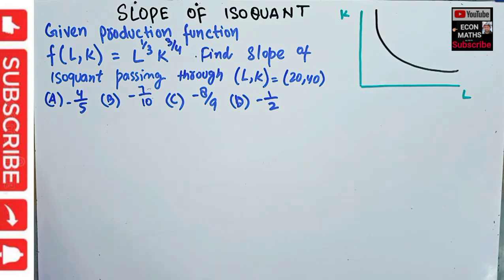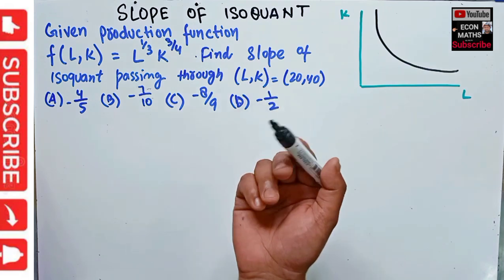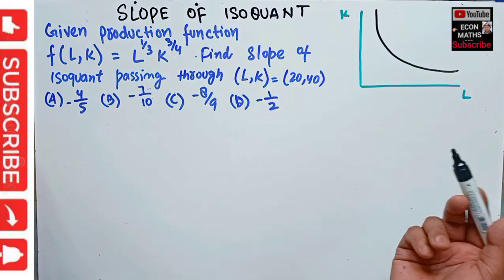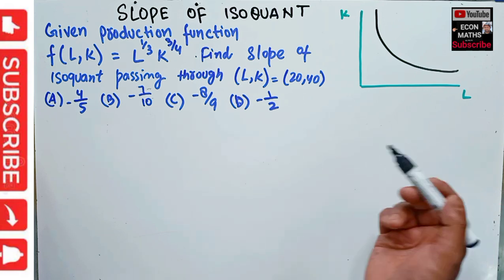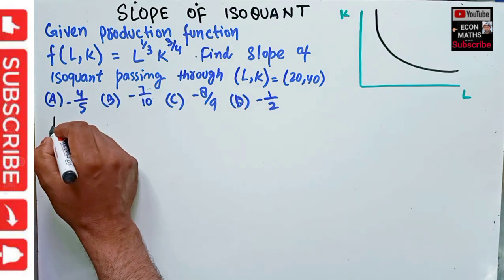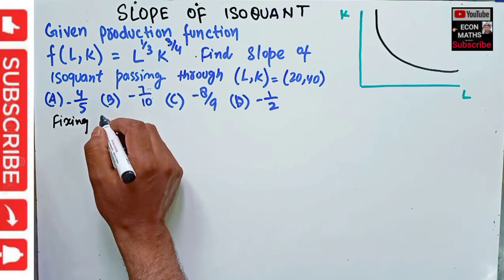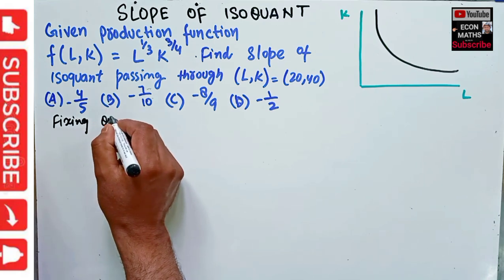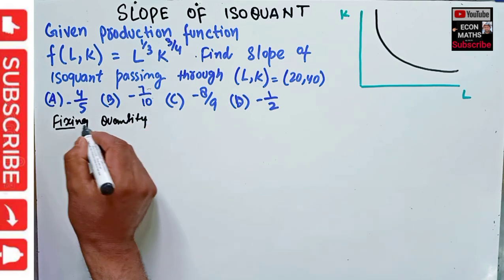We need to find out the slope of this very isoquant. Now, how do we find it? To find the slope, we need to hold the quantity, the output, fixed. Let me write it here: fixing quantity. Okay, we hold quantity fixed.